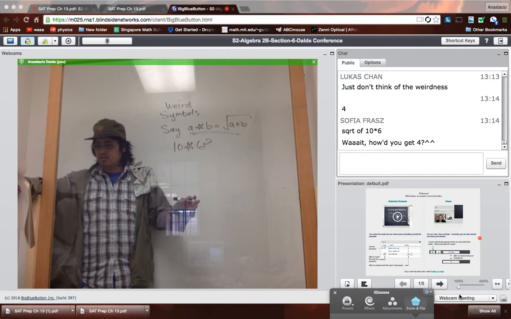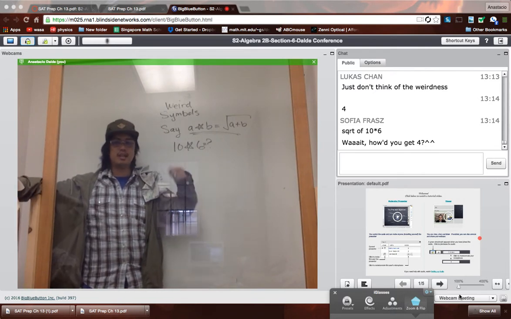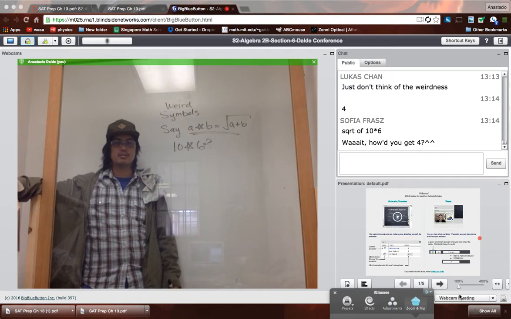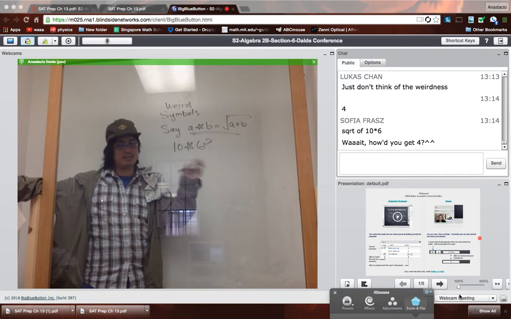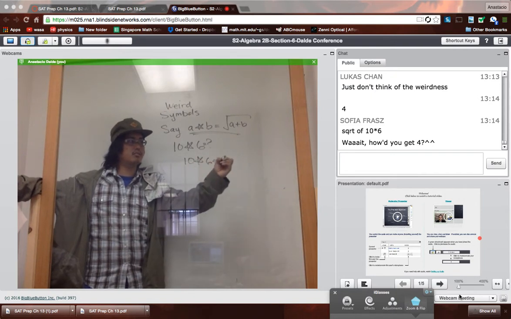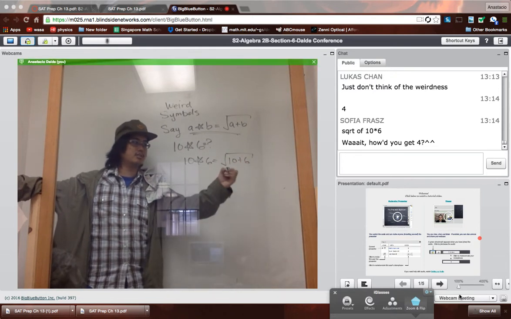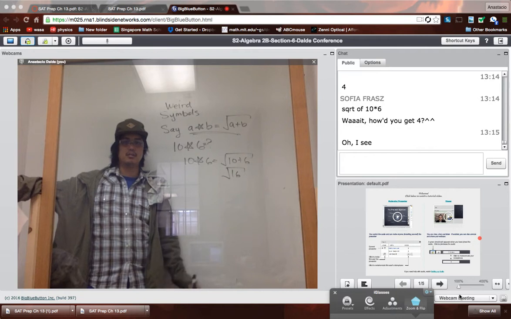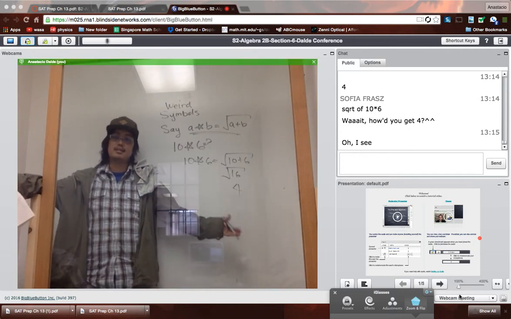So all you do is you take the numbers and you replace them with the letters. Or no, backwards. You take the letters and you replace them with the numbers. So for A, I'm going to put 10, and for B, I'm going to put 6. So 10 star 6 is equal to the square root of 10 plus 6, which is the square root of 16, which is 4. That's it.